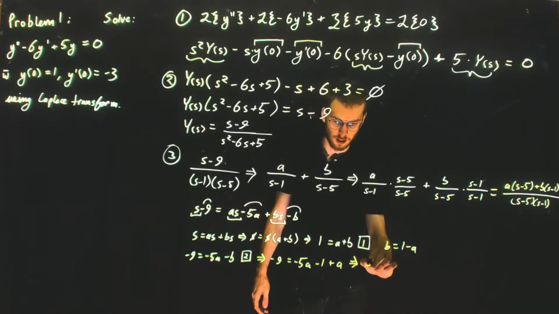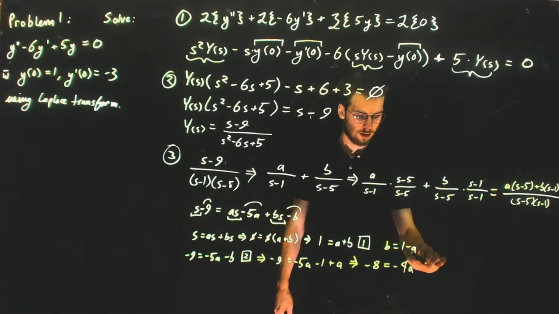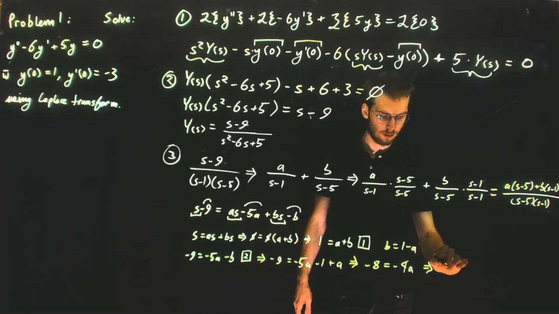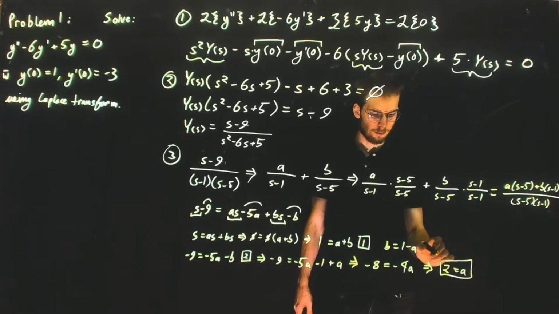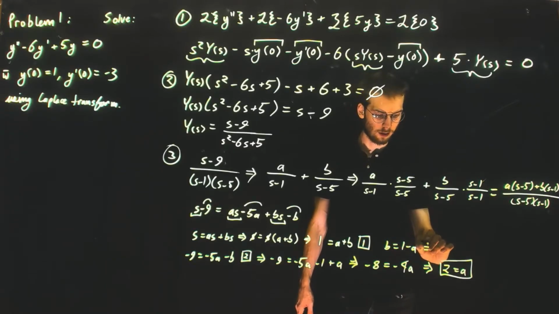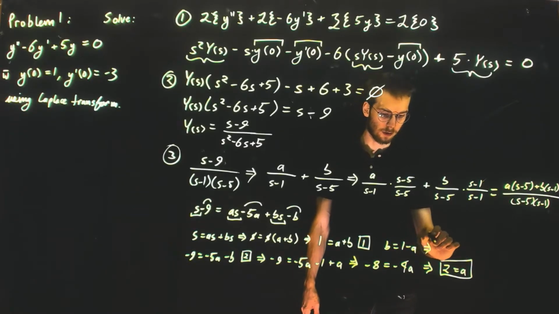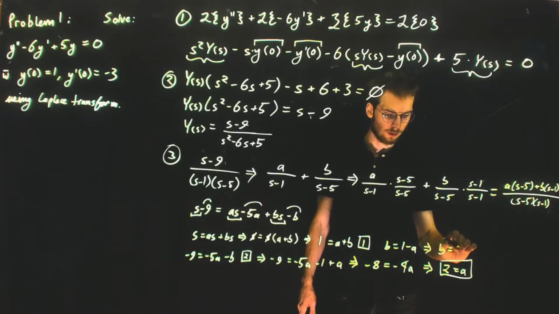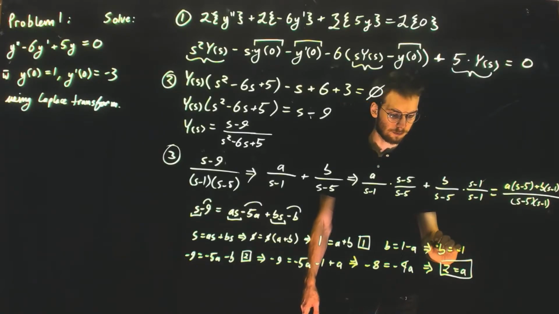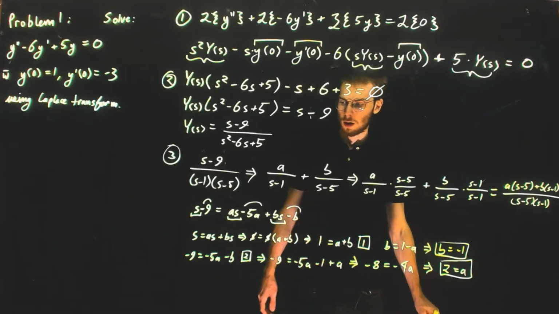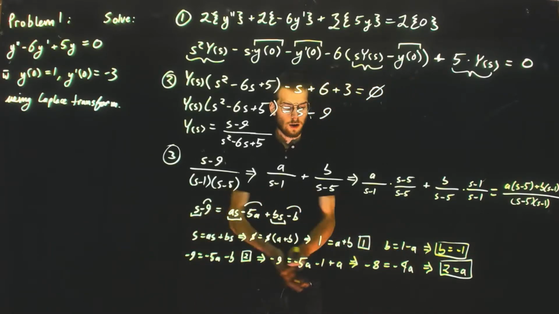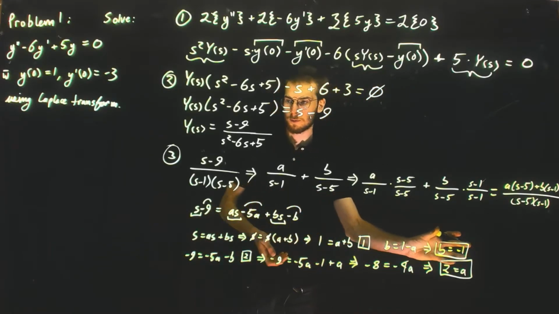What we're left with is -8 is equal to -4A, and therefore 2 is equal to A, or A is equal to 2. Plug that value of A back into this, and what we're left with is B is equal to -1. Okay, so now that we have all that information, we have our coefficients.